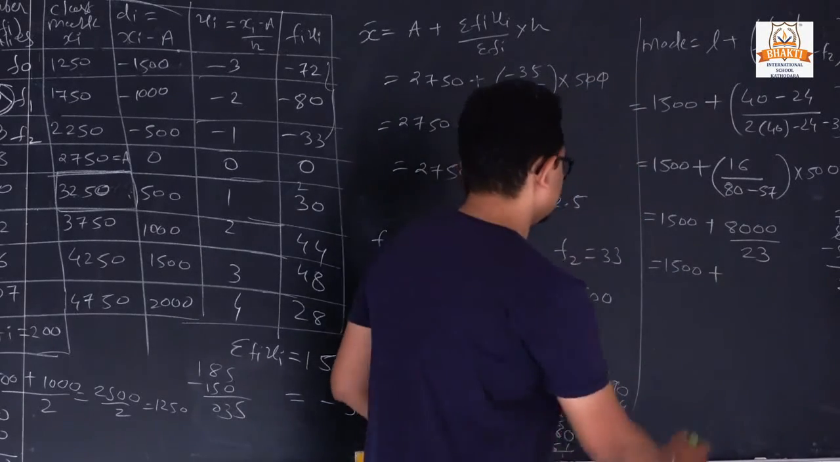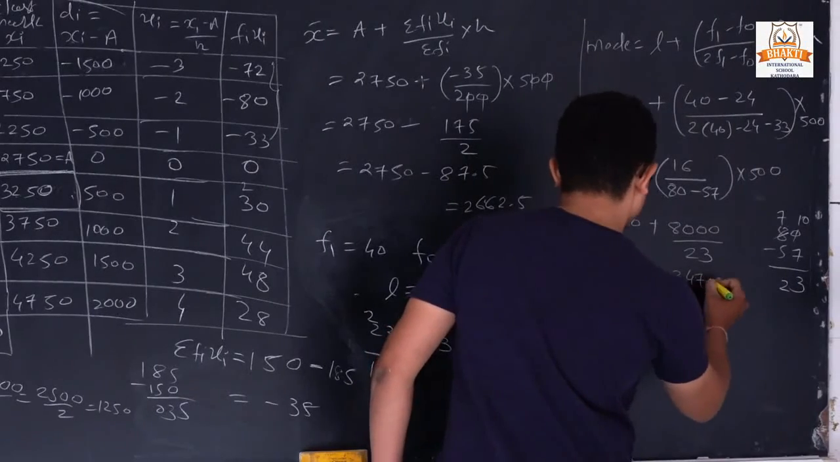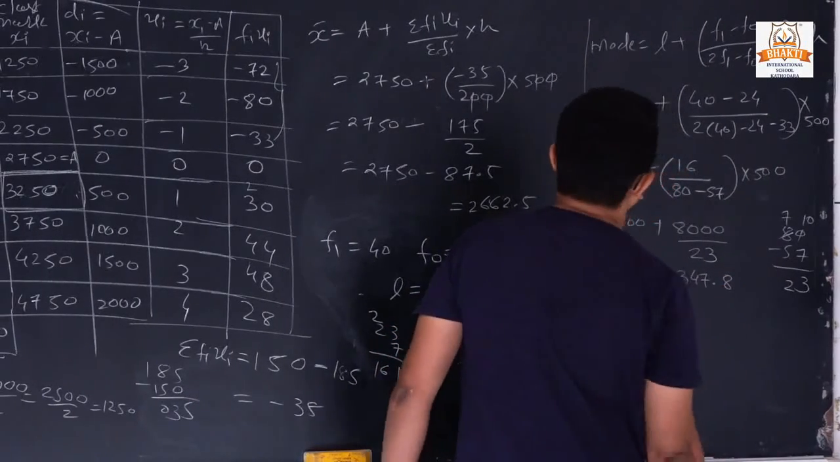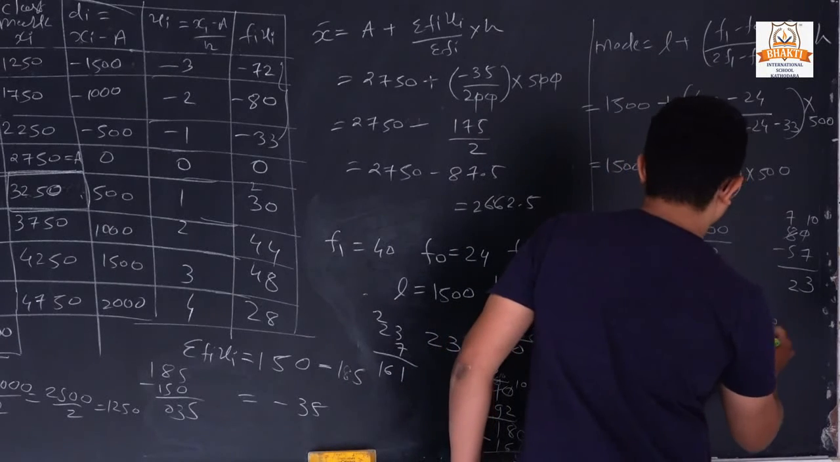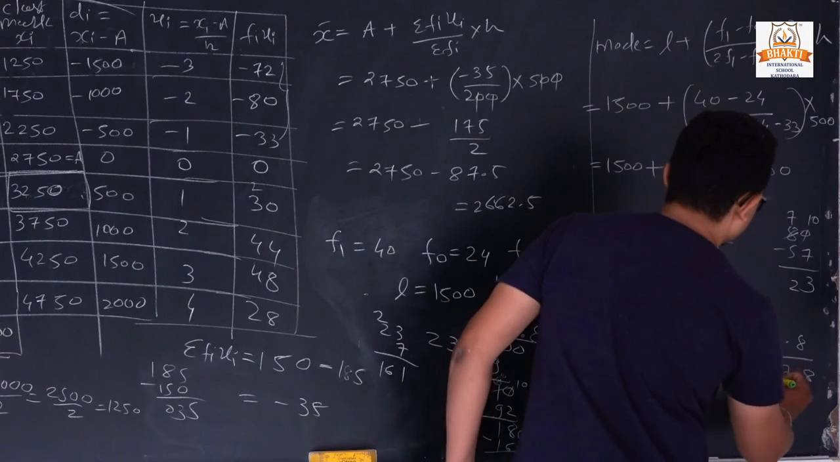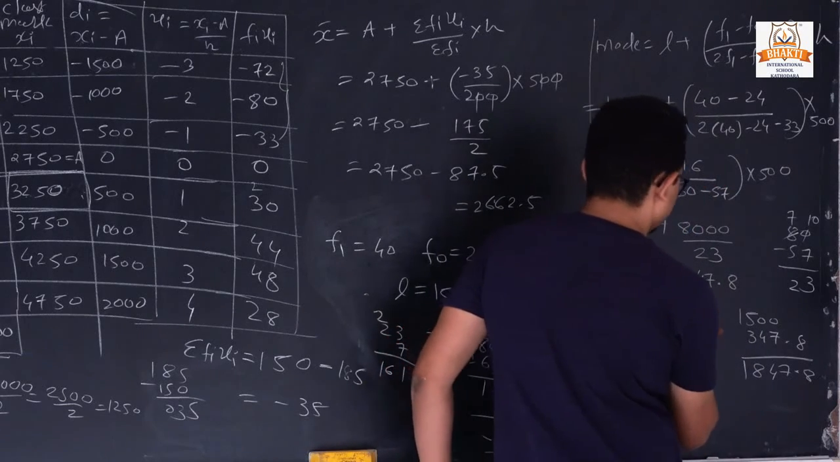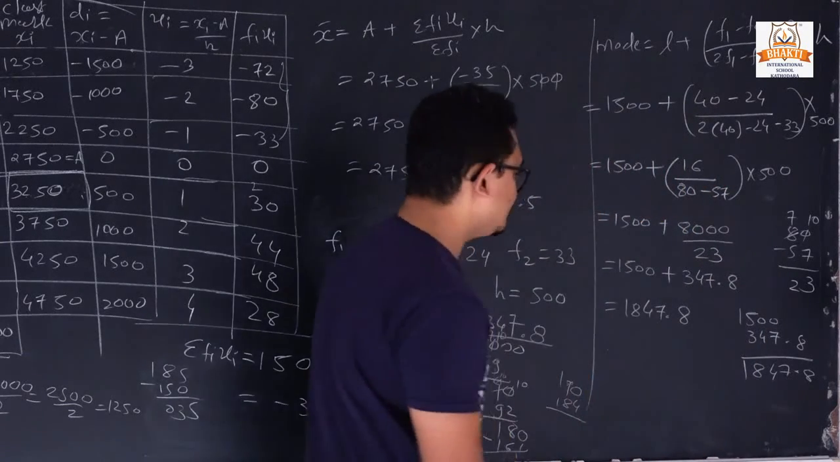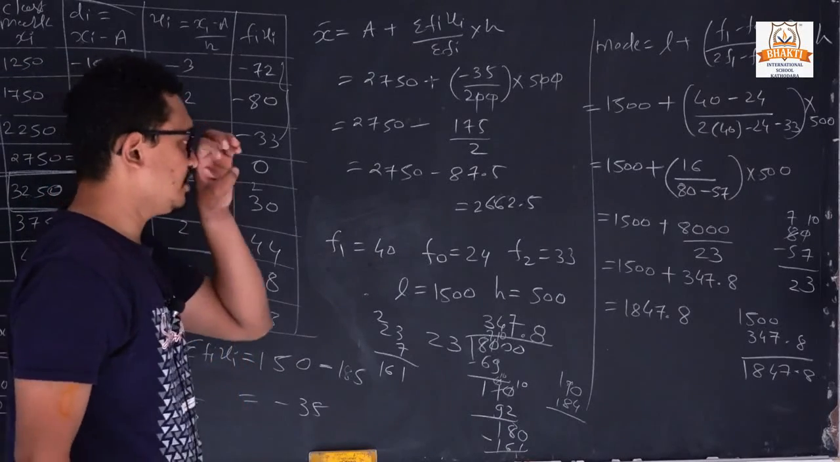So the answer is 347.8. Now we add both: 1500 plus 347.8. So the answer is 1847.8. It is the answer for the mode.